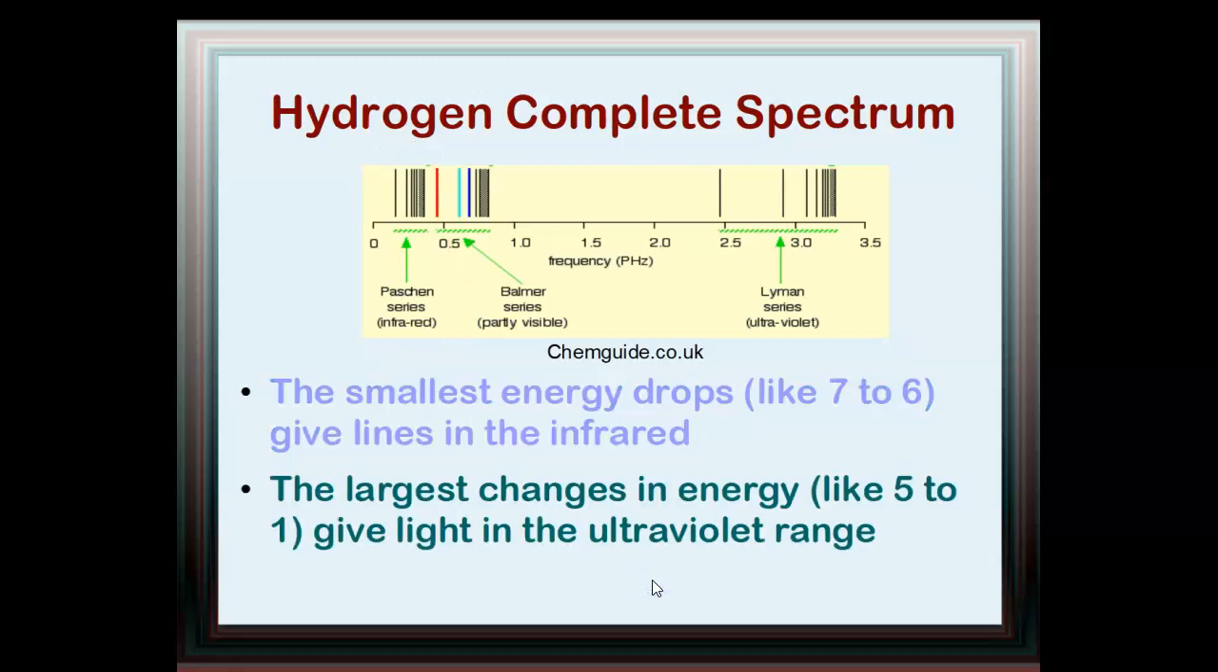The largest changes in energy, and there are several of those as you can see, like 5 to 1, 4 to 1, 3 to 1, give light in the ultraviolet range. And so the farther to the right they are, the higher is the frequency, the lower is the wavelength.